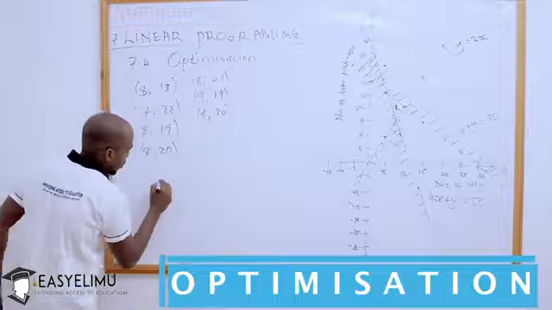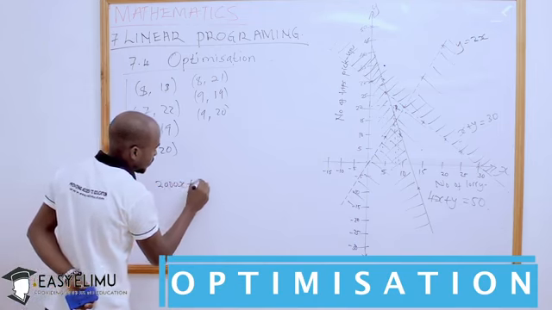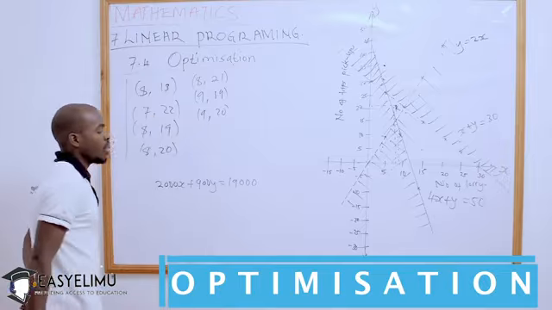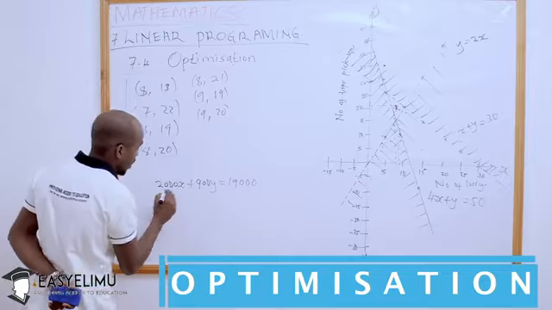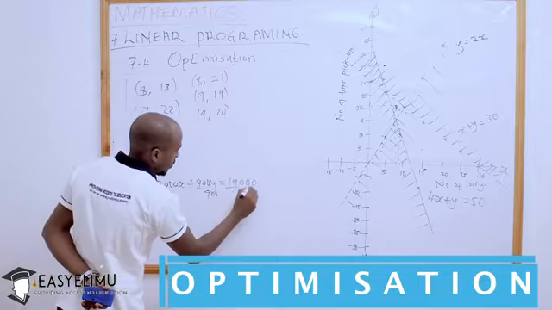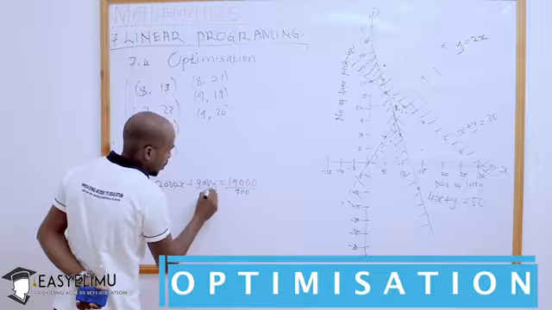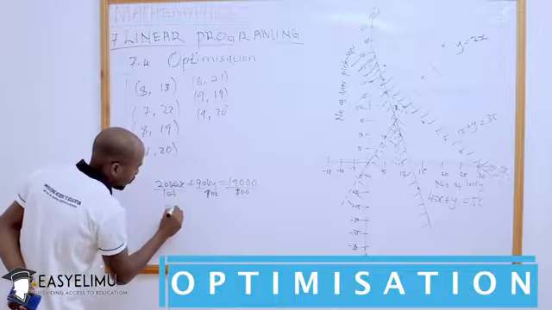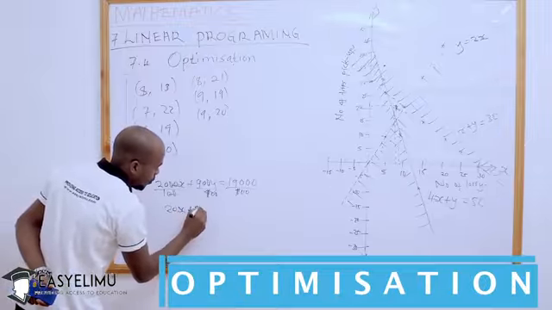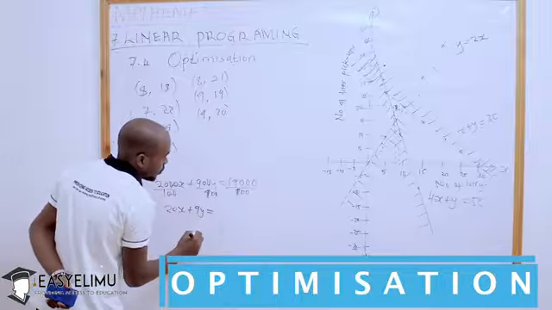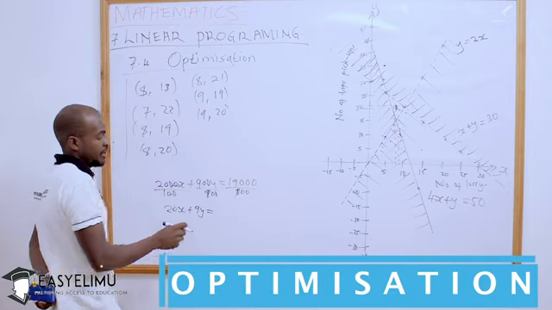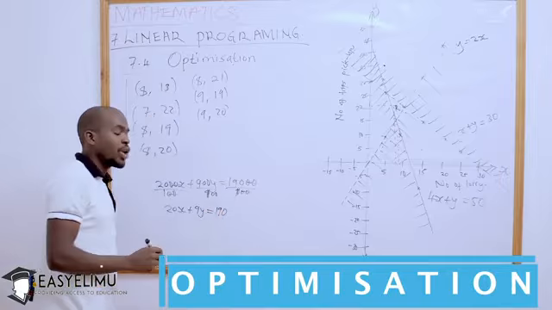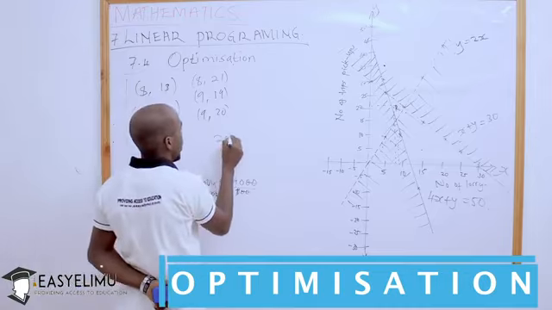So we shall say 2000x plus 900y is equal to 19,000. Having that, we can simplify our function by dividing by 100 to make it simpler. So we shall have 20x plus 9y is equal to 190.